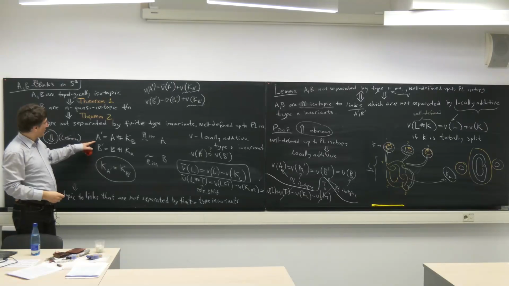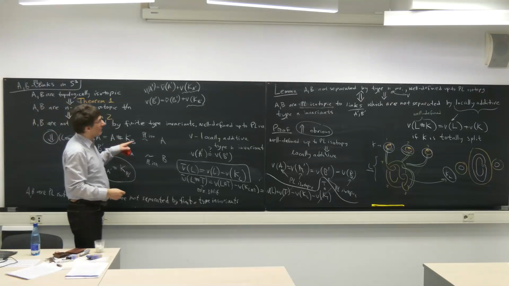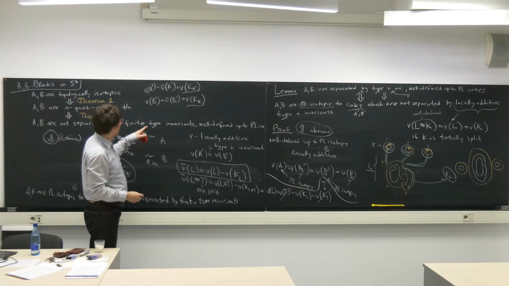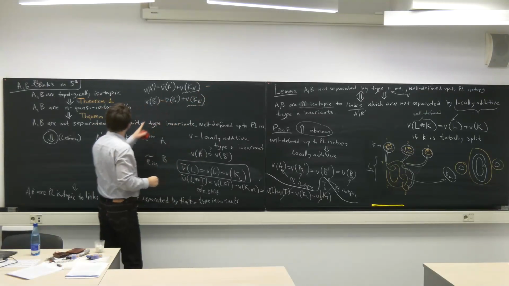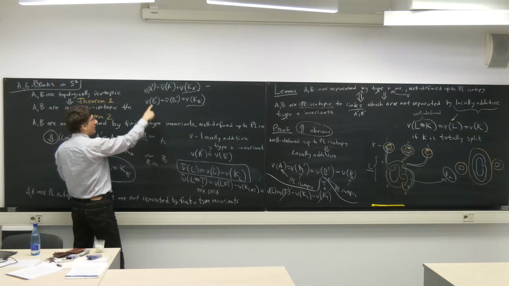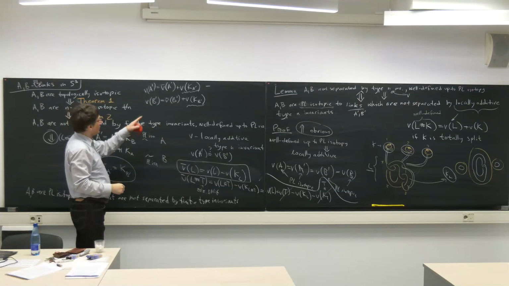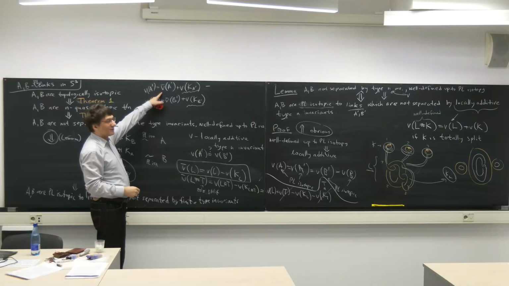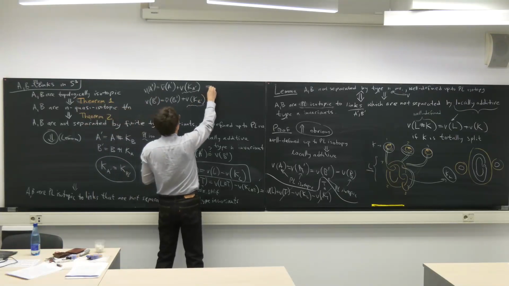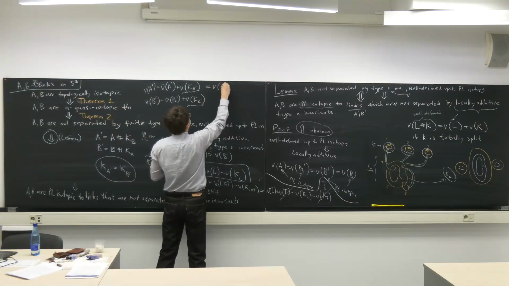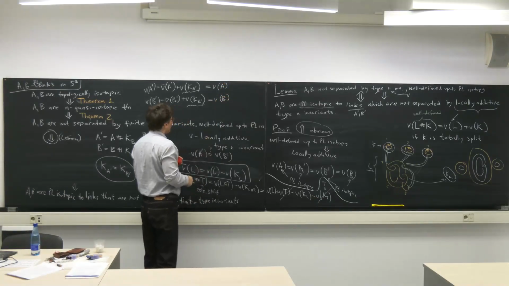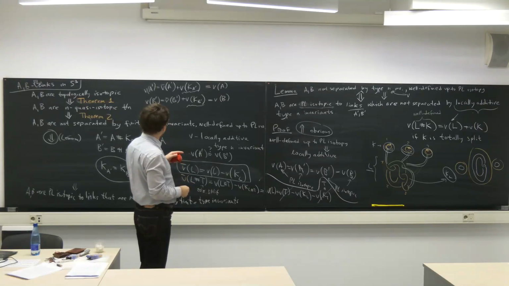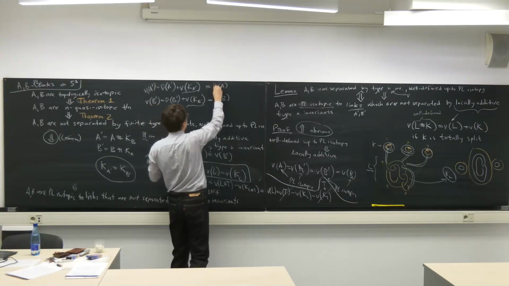And what do we have here? A prime is PL isotopic to A, and B prime is PL isotopic to B, and V bar is invariant under PL isotopy. So I can write that this equals V of A, and this equals V of B. V bar.